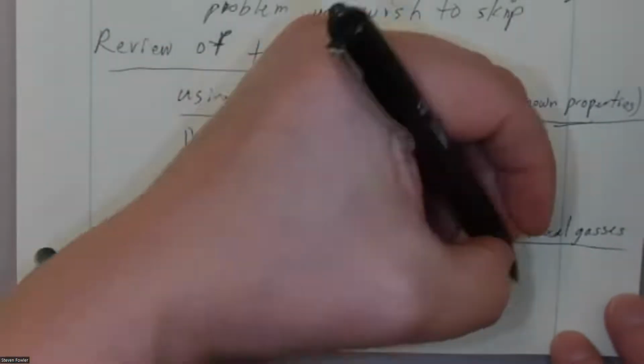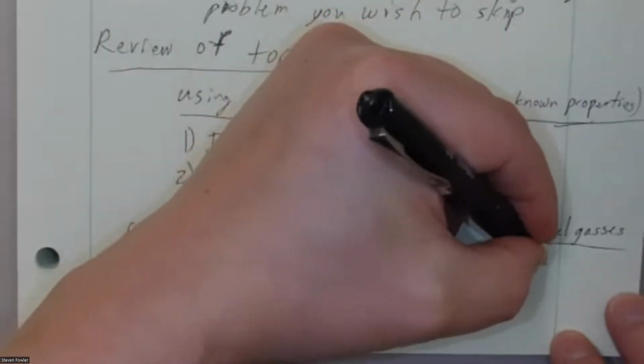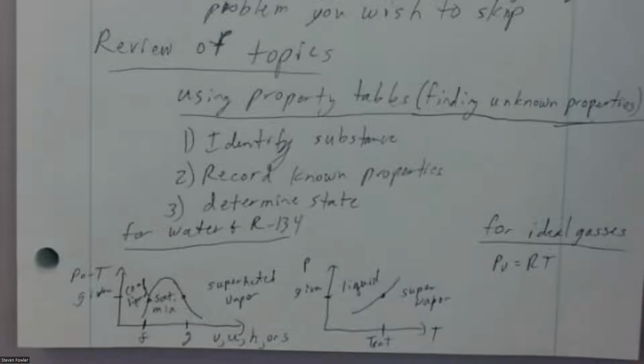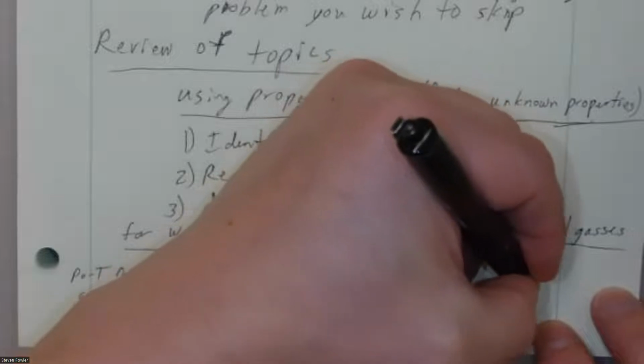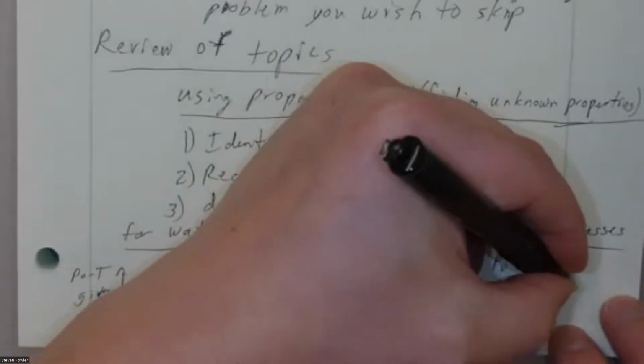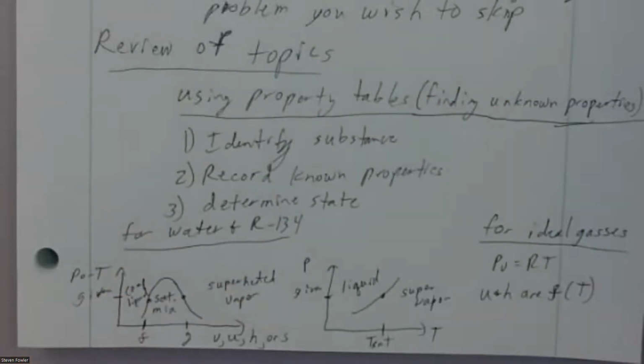Now, for ideal gases, we know this, PV is equal to RT. So that will relate P, V, and T to each other. So that means I just need two of those properties to find the third. And here's what we also know. U and H are functions of temperature. So that means to find U and H values, I just need to know the temperature value. That's it.